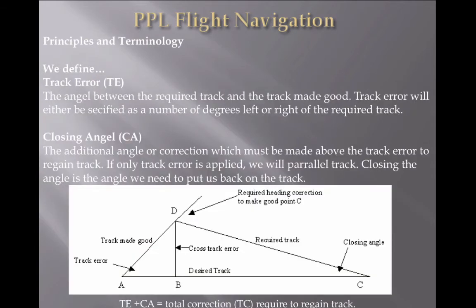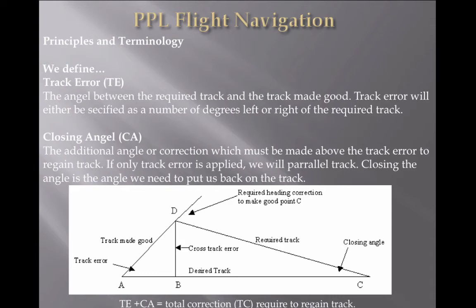Track error is the angle between the required track and the track made good. The track error will be specified as a number of degrees left or right of the required track. So if we're going from A to C, and we take a point in reference at B, and we say, right, we just want to confirm where we are, and we find ourselves at D, then we have flown the track made good, and the angle between D and A, which again we can work out on the E6B, is the track error.